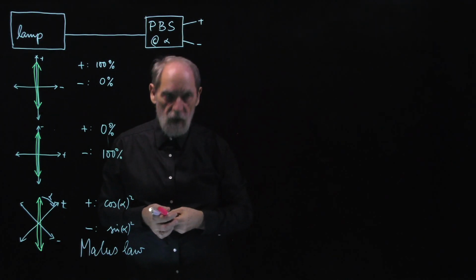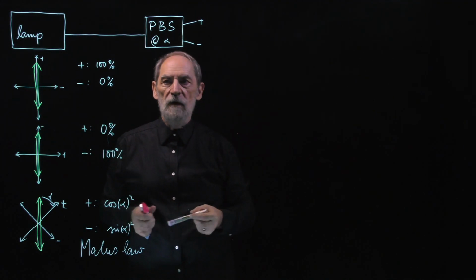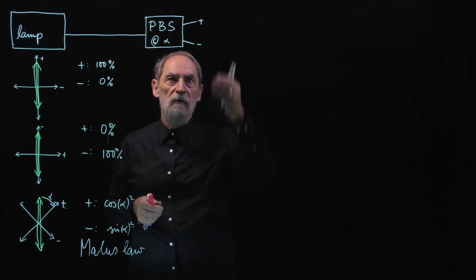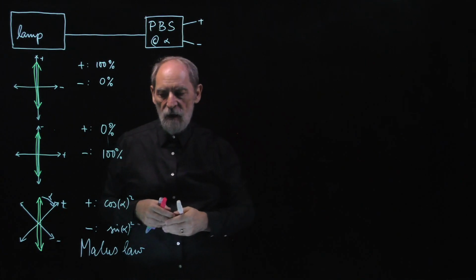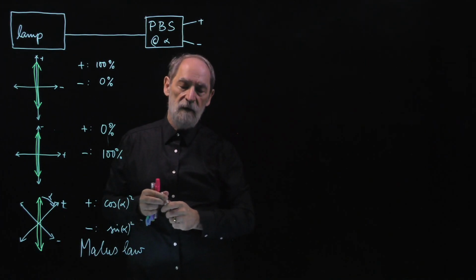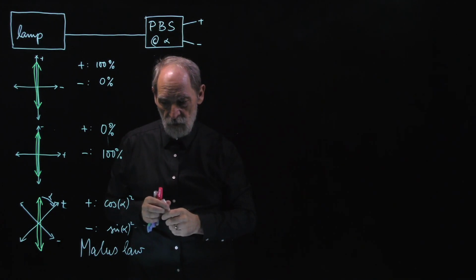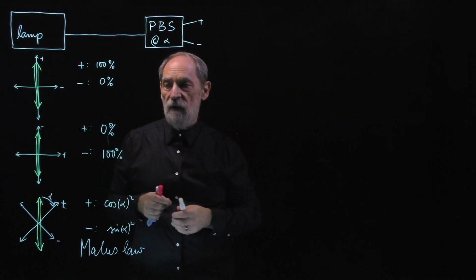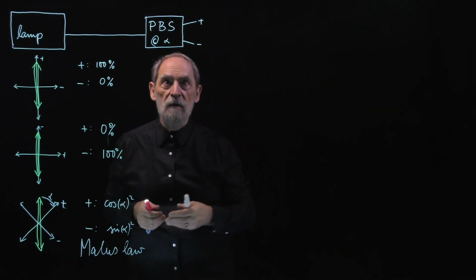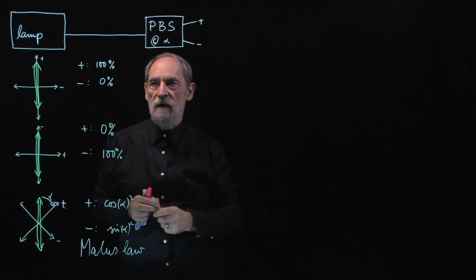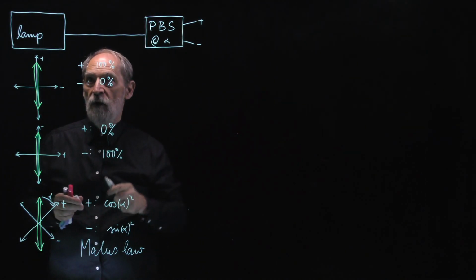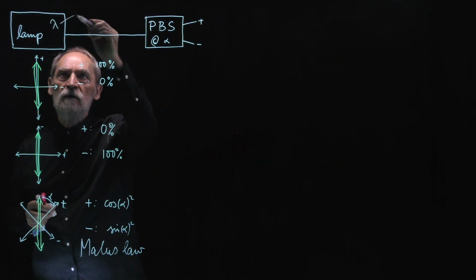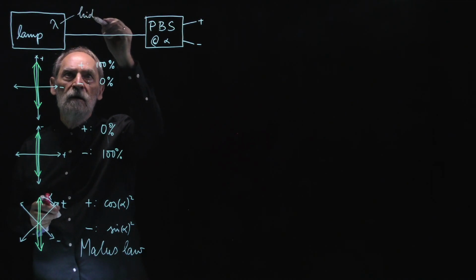Well, but maybe we are missing something. Maybe there is a hidden way in which the lamp instructs each photon to go to the plus output port or the minus output port, such that it looks to us as if there are these probabilities cosine alpha squared and sine alpha squared. Although, in fact, in a hidden way, for each single photon that is emitted, there is a deterministic decision whether it goes to the plus side or the minus side. So let's fantasize about this and imagine that there is a hidden mechanism which we symbolize by this hidden parameter lambda.